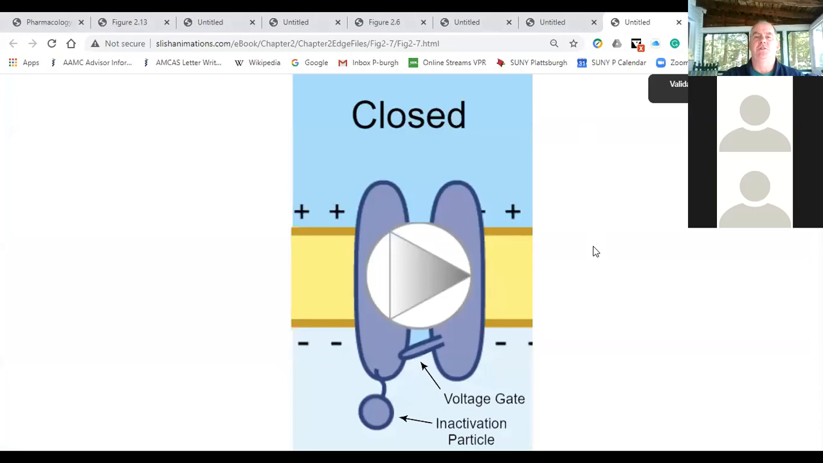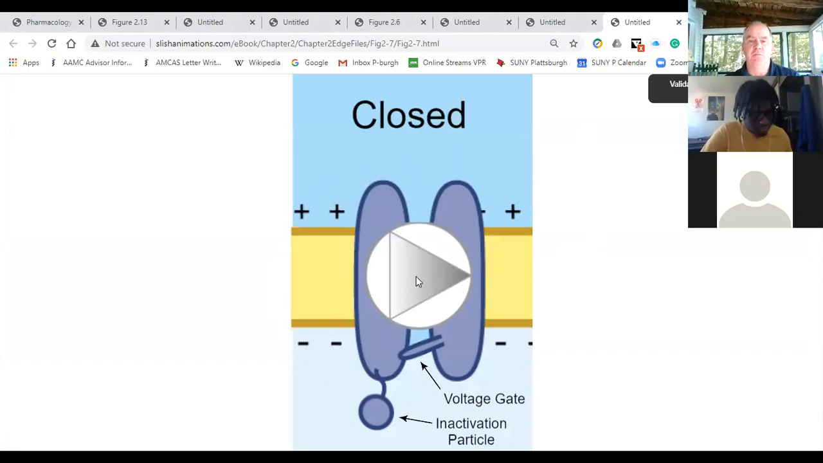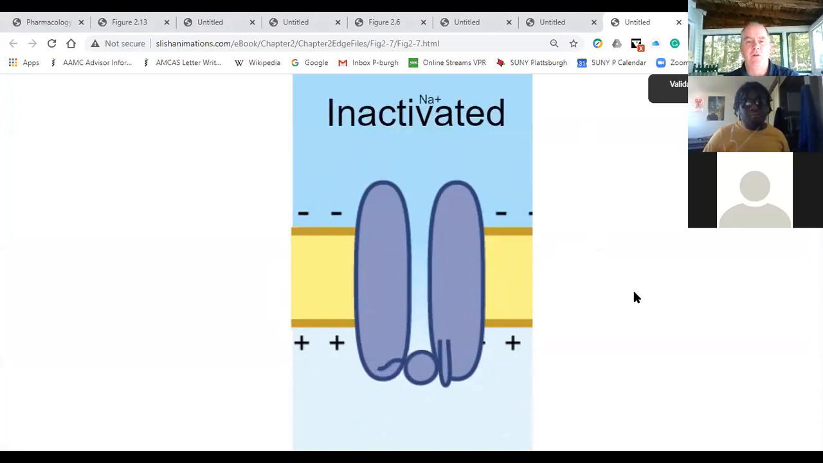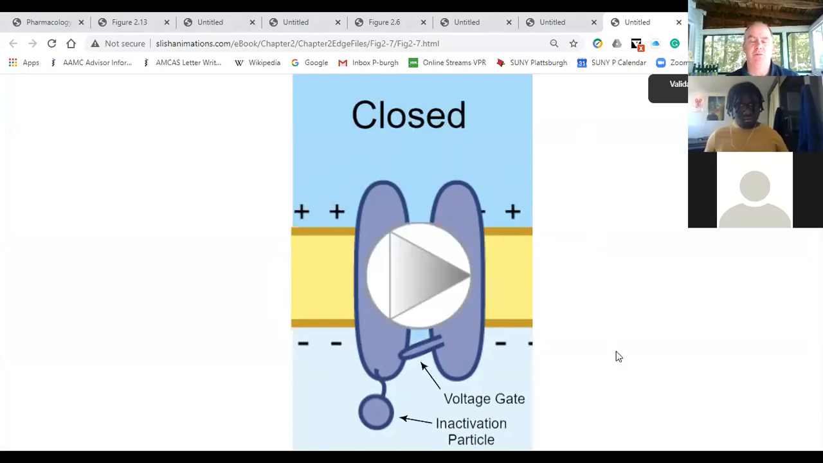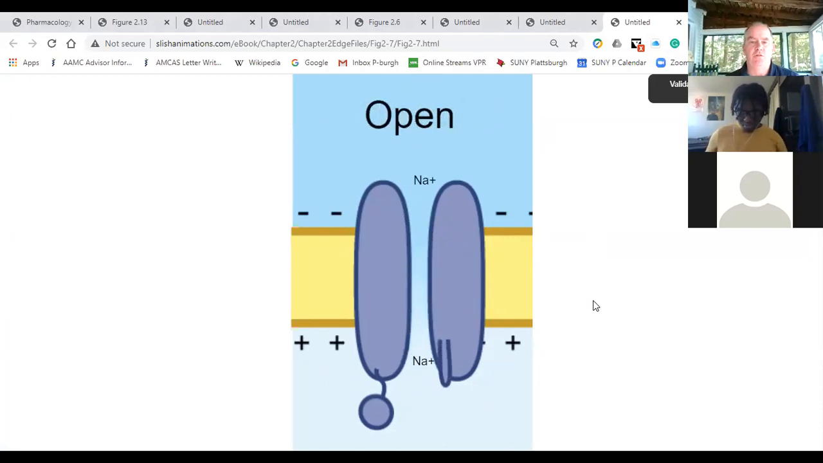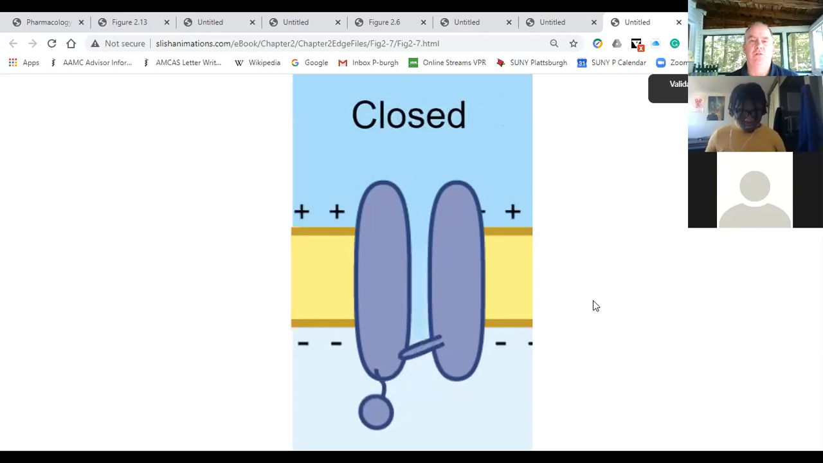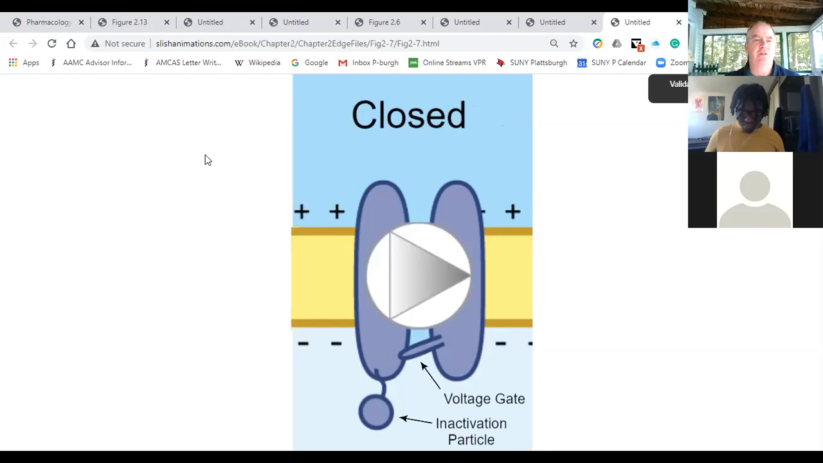Okay, so here's our voltage gate channel. Watch these charges here at the top and bottom. At this point, this is resting membrane potential. Potassium's leaking out, so it's negatively charged inside. When that flips, your voltage gate opens, sodium goes through, and eventually it goes inactive. When the membrane flips back, it goes back to its closed state. Closed, open, inactivated, back to closed. So that's your voltage-dependent sodium channel.